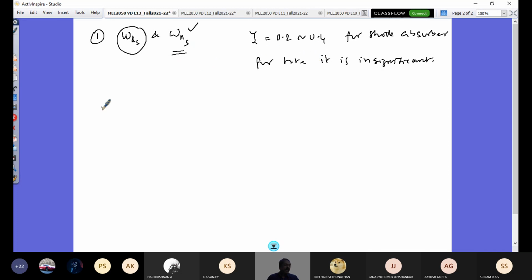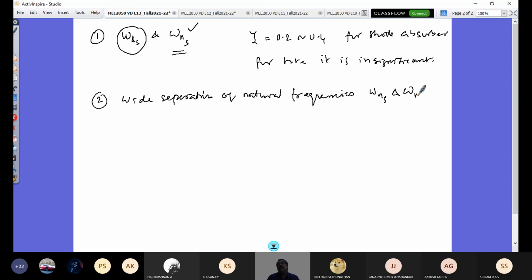Then, as far as vibration isolation is concerned, the suspension system is very good in this case. It is all because of the wide separation of natural frequencies. What are the natural frequencies? Omega ns and omega nus.